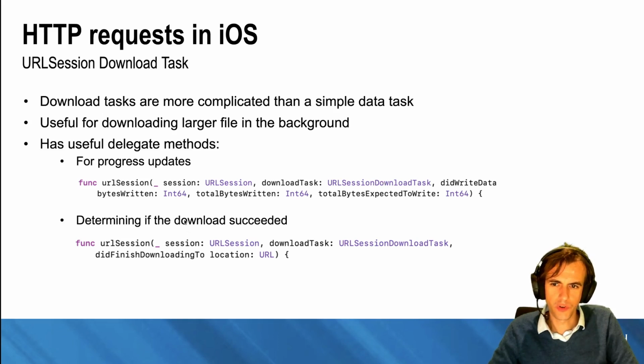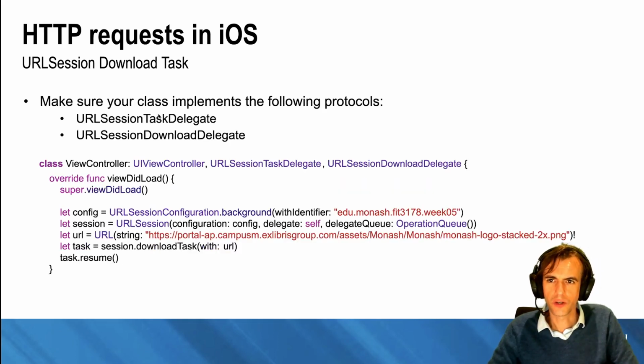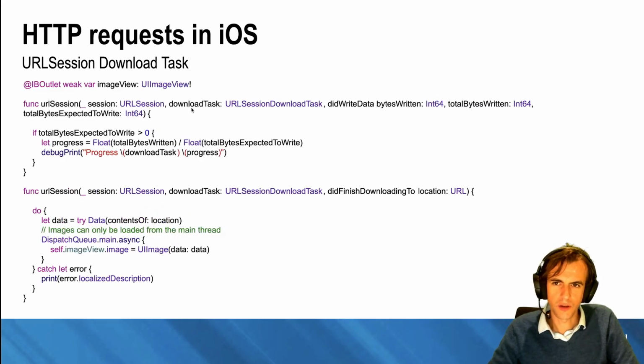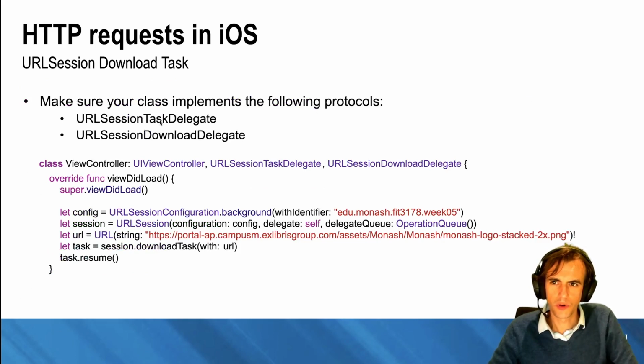If we want to know when it succeeded, then there's another delegate method. Again, it gives you the session, the download task, and the particular delegate method is did finish downloading to, and you get a URL, which is the location that it wrote the file to. So, in order to utilize this, you want to make sure your class adopts two protocols, URL session task delegate and URL session download delegate. Here's an example of us doing that. You can see them both listed here so that the class adopts them.